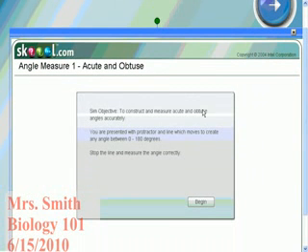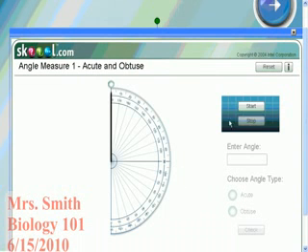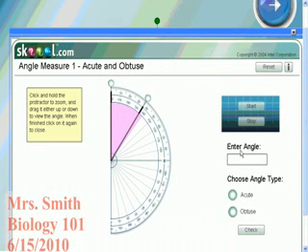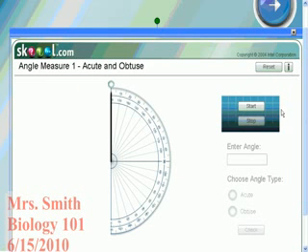This is an interactive tool that allows them to identify acute and obtuse angles, because that was the objective, to be able to tell which type they were. You draw the angle, and then you first could show them how to measure the angle again, and then enter the angle number here and decide whether it's acute or obtuse. And once you do that, it will tell you whether you got it correct or not. Reset it, another student can come up.